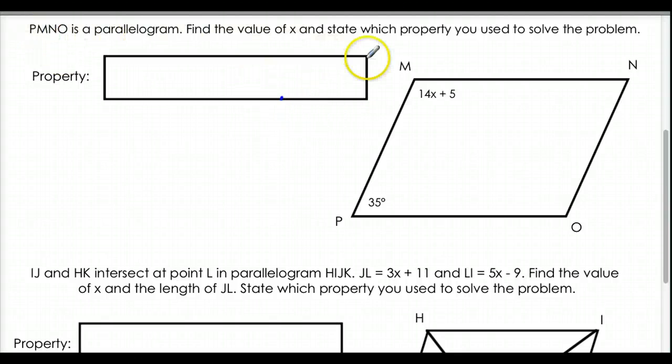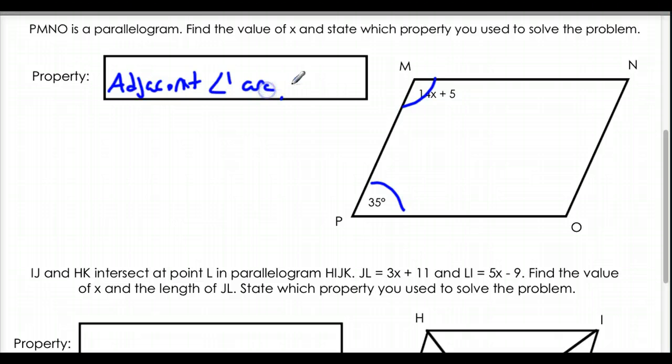So PMNO is a parallelogram. Find the value of x and state which property you use to solve the problem. So to find the value of x, we have to set up an equation. And we're trying to figure out what property would help us set up an equation. And if you look over here, well, I know that these two angles are adjacent. And what do I know about adjacent angles? They're supplementary. So I can use the fact that adjacent angles are supplementary to solve this problem.